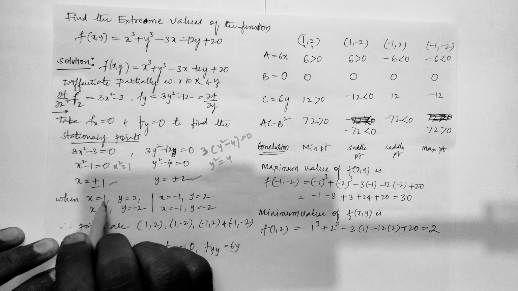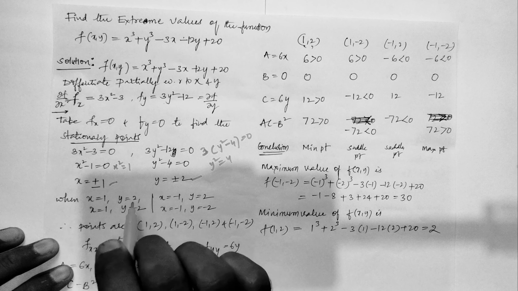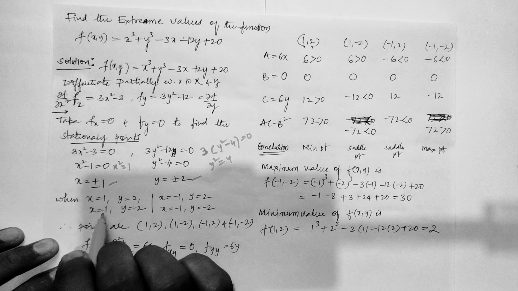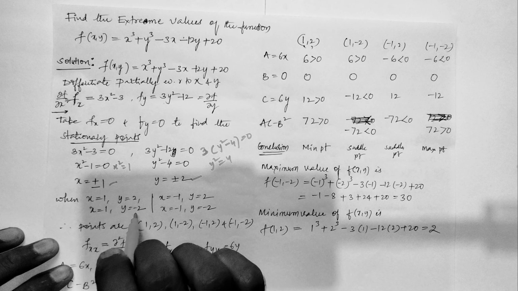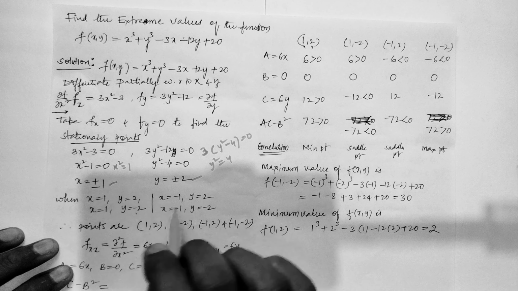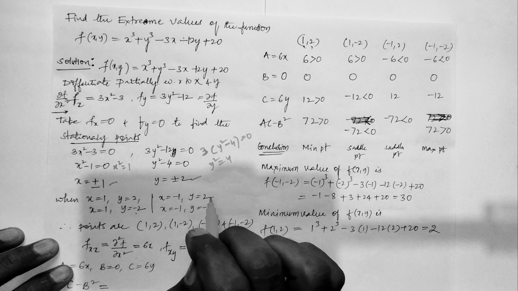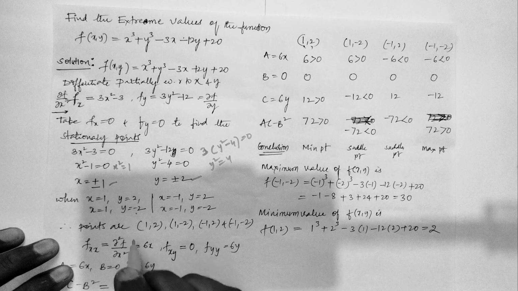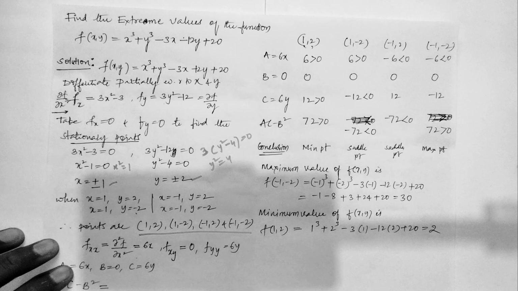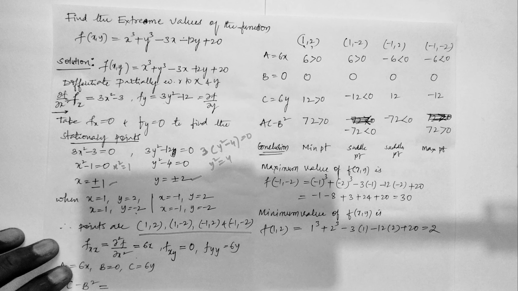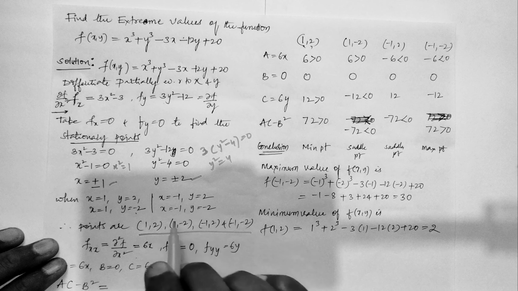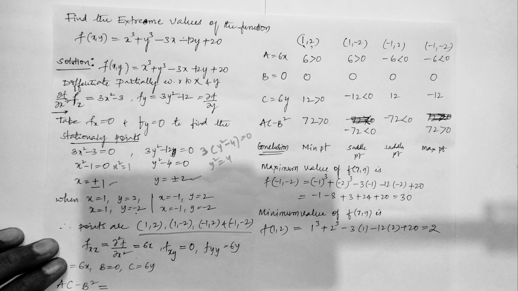First take x equal to 1, then y value is 2. Then x equal to 1, y value is minus 2. X equal to minus 1, y value is 2. X equal to minus 1, y value is minus 2. Therefore, you will get these stationary points: that is 1, 2; 1, minus 2; minus 1, 2; minus 1, minus 2.